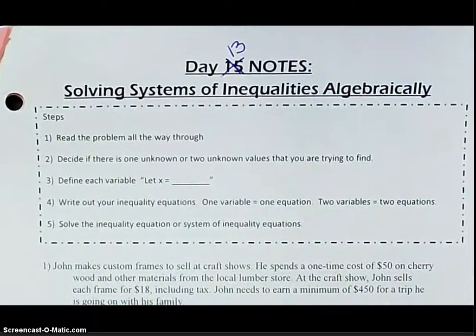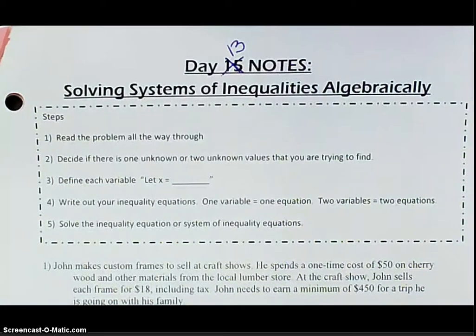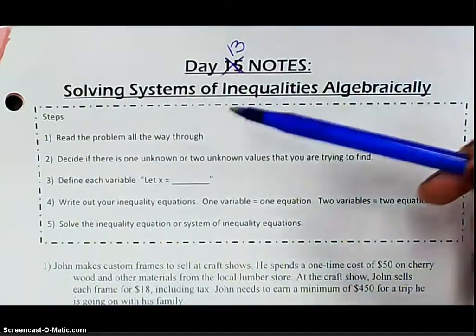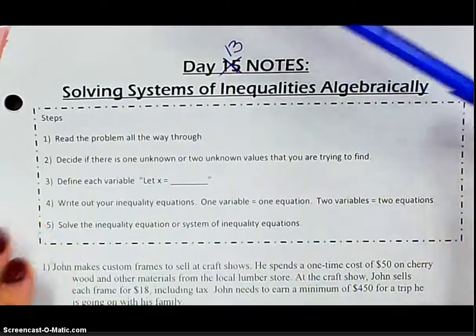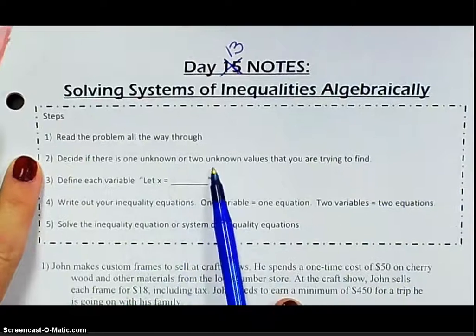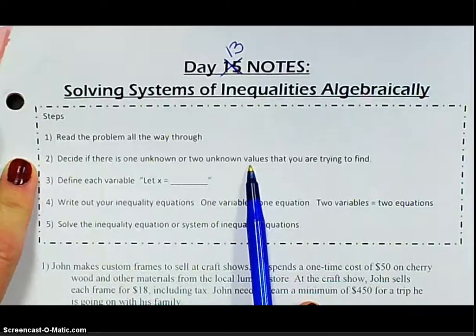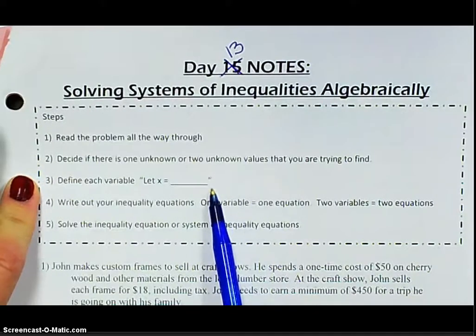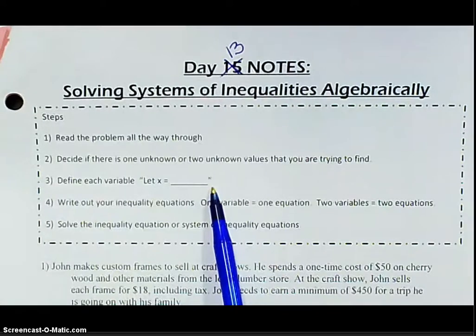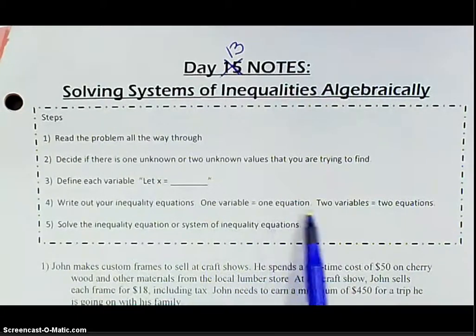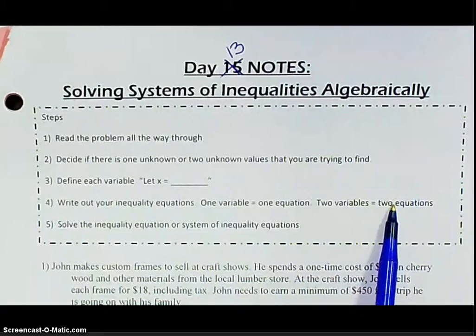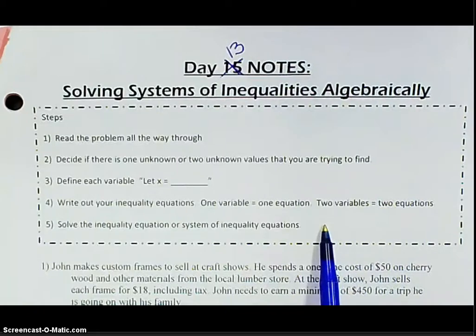Here are your steps, just like when we were solving regular systems of equations word problems. Put your pencil down. Read the question all the way through. Then decide if there's one unknown or two unknown values that you're trying to solve for. Define each variable. Let x equal, let y equal, let m equal, any of those variables that you'd like to use. Write out your equations or inequalities. One variable is one equation, two variables, two equations. And then you're going to go ahead and solve the equation or system.